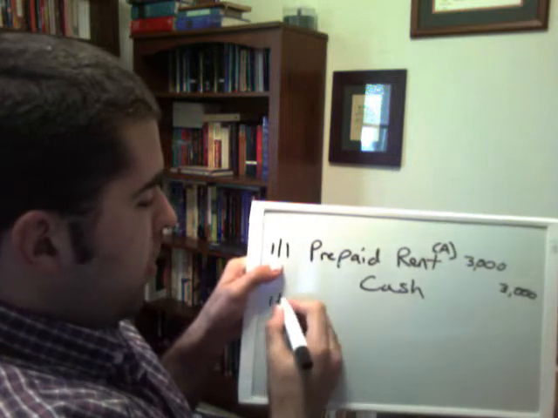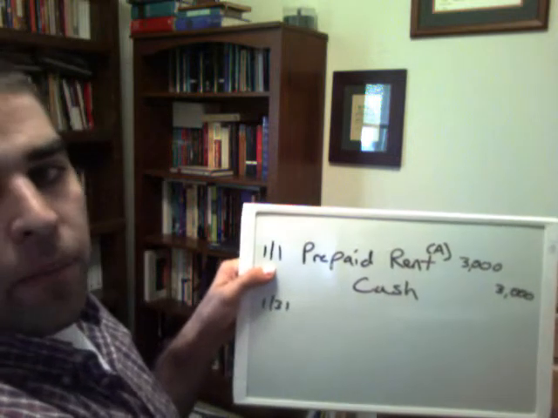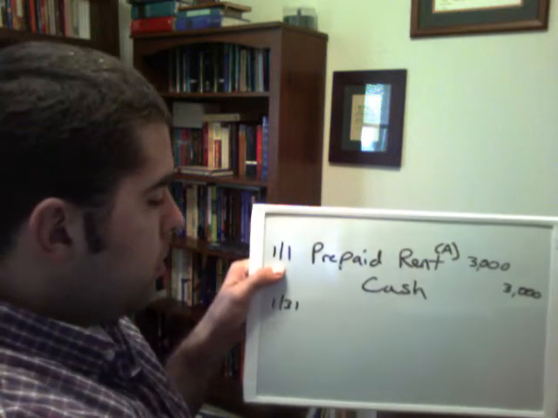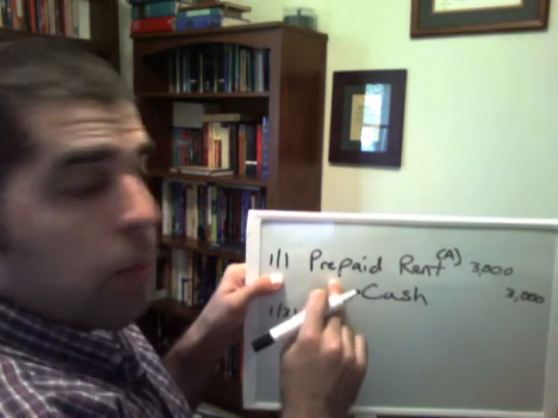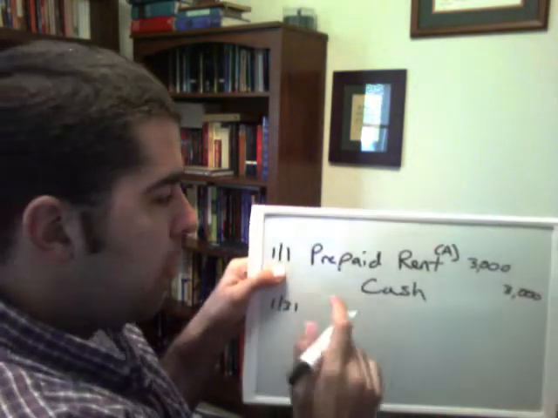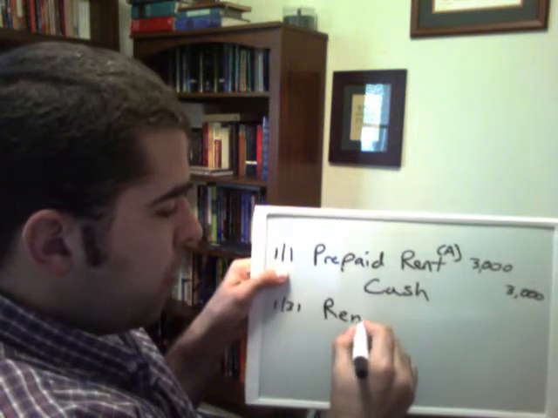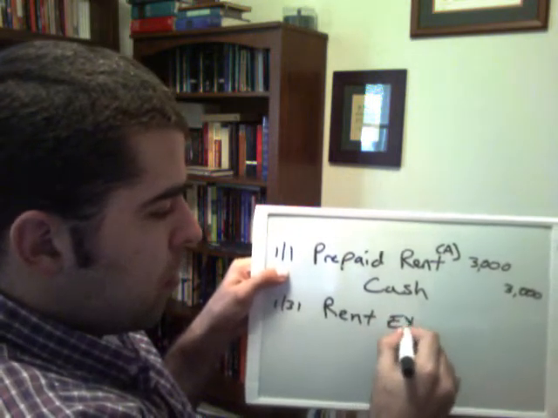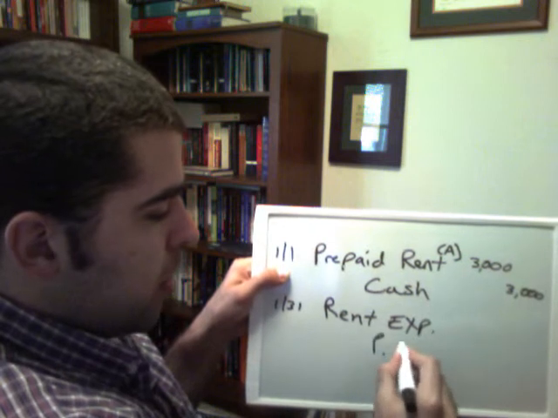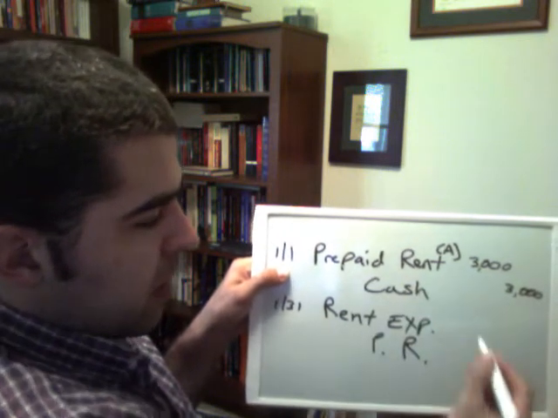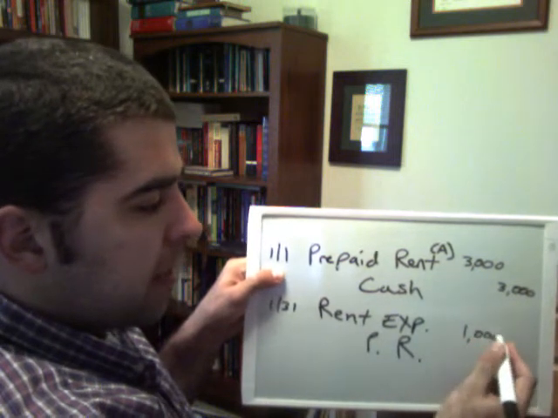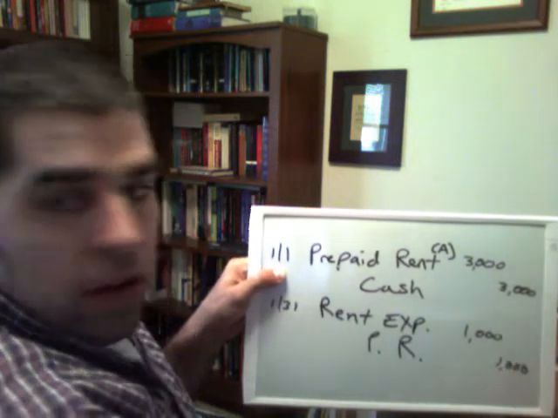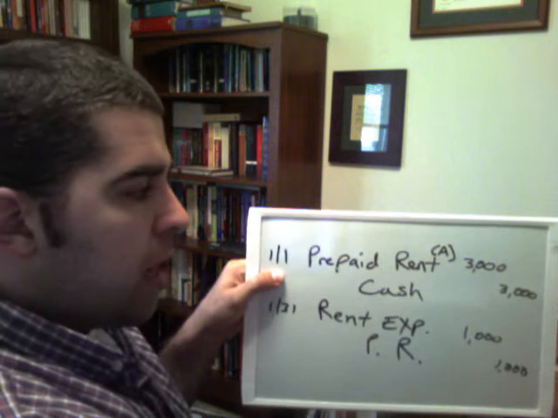What do we do at 1/31, at the end of the month, when we're doing our monthly financial statements? Well, we need to take this out of the asset and move part of it to expense since it has been used up. So we'll debit rent expense and credit prepaid rent, same account up here, but we're only going to do it for 1,000, the part that's been used up. You see the way that this properly matches?